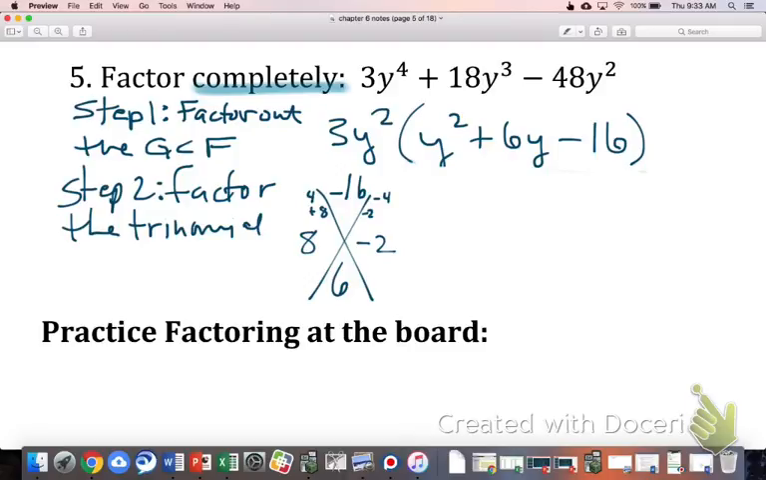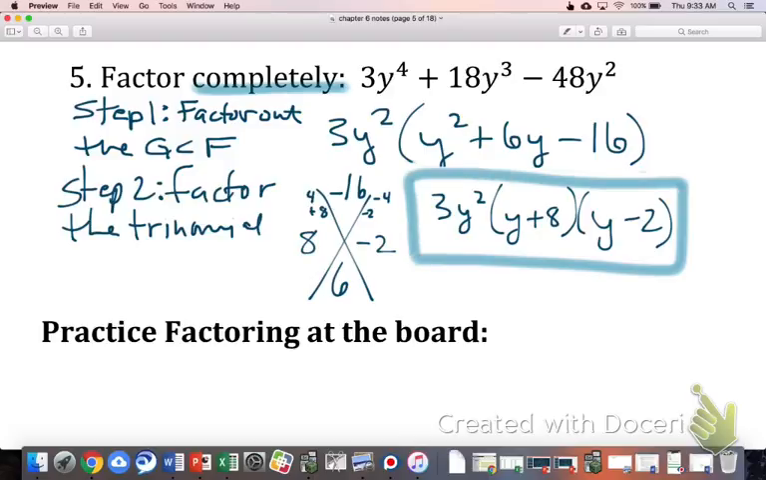So then for my final step, I would write out the full factoring. I would write it out as 3y squared times y plus 8 times y minus 2. So notice the final factoring includes all three factors. The 3y squared is still in there. It didn't disappear. We just didn't work with it for a second because we only wanted to focus on the trinomial. But then when we write out our full factoring in the end, it includes all three factors, all the elements in there.